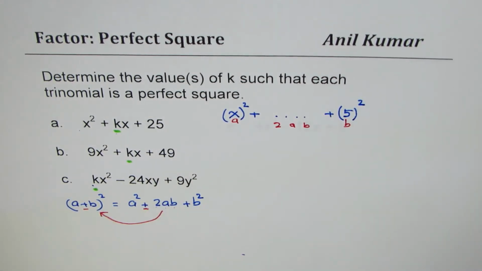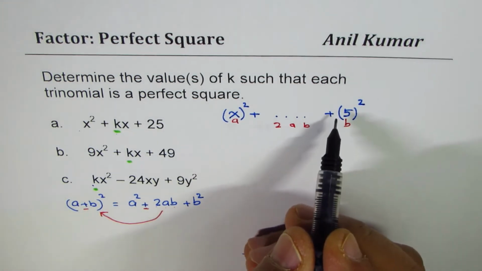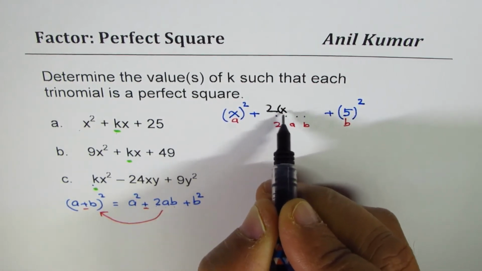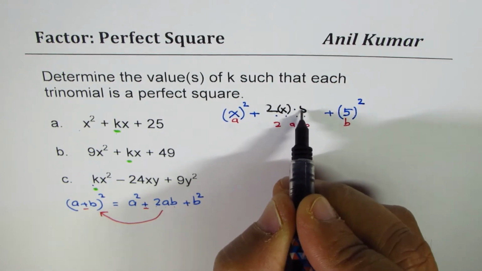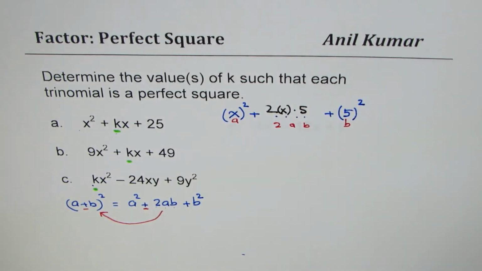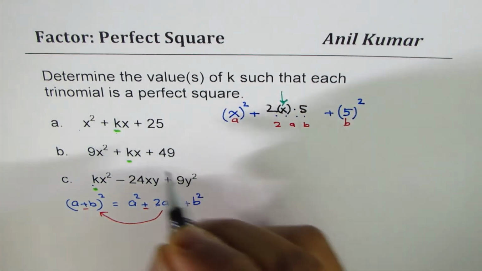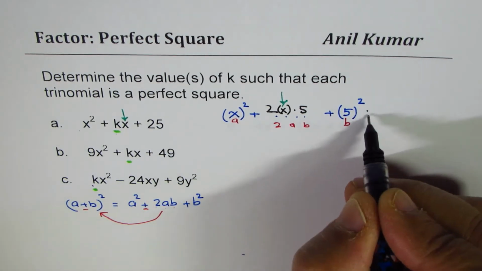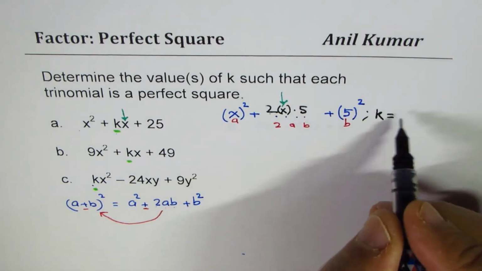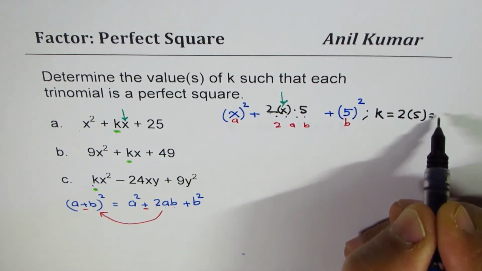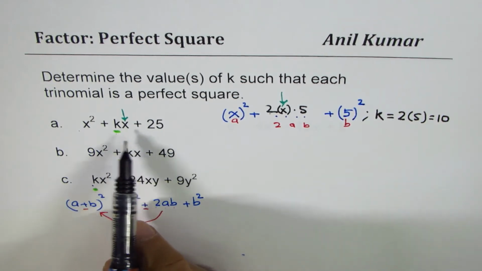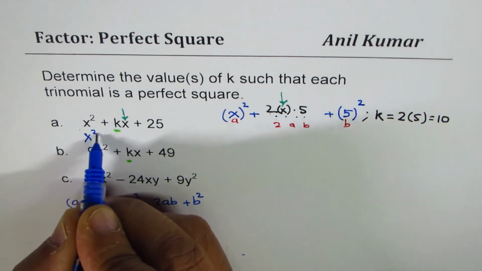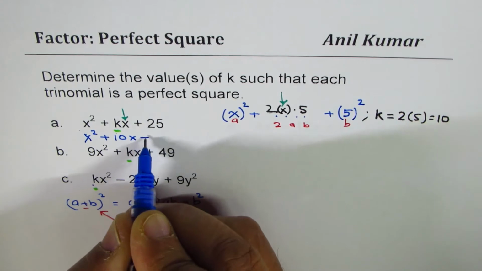So let me rewrite this center term. If it has to be a perfect square, it should be twice a, which is x for us, right? X, and b is 5 for us, and 5. So as you can see, we already have x. What we need is k. So what should k be equal to? So k is equal to 2 times 5, which is 10. Do you see that? So that is how you're going to answer. So k should be 10. And therefore, this trinomial should be written as x squared plus 10x plus 25.